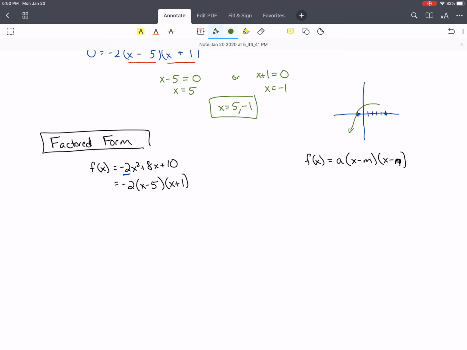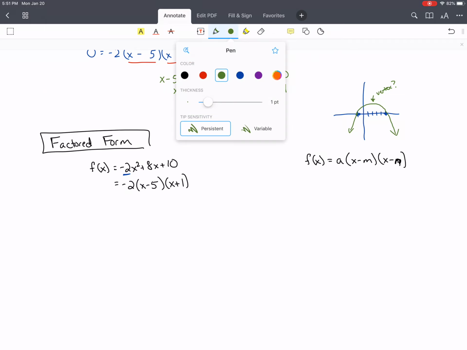So I can sketch a quick graph of this quadratic. The only thing I don't know is how high this goes, this vertex. So my factored form gives me a nice, quick and easy graph of my quadratic. But I don't know the vertex, and that brings us to another form that we care about.